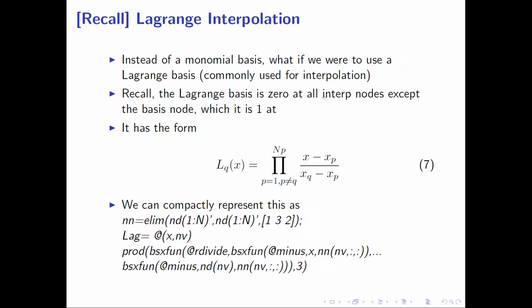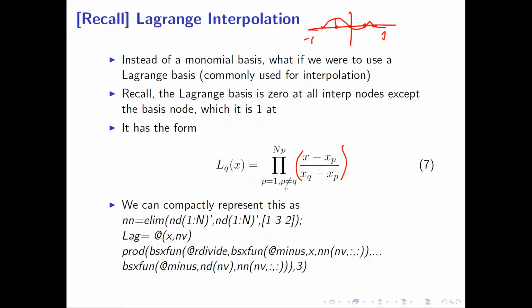Recall that the Lagrange basis is 0 at all the interpolation nodes except for the basis node, which it's 1 at. In other words, let's say this is from -1 to 1, and we had a set of particular nodes for our interpolation. A particular basis for, let's say, this node would be 1 there and 0 everywhere else, or everywhere at the other interpolation nodes.